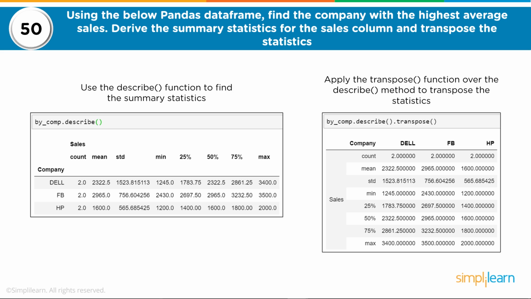And then we can go ahead and just apply a transpose function over the describe method to transpose the statistics. All we've done here is flip the index with the column names, but if you're following the numbers, a lot of times it's easier to follow across one line, or maybe you want to average out the count, or there's all kinds of different reasons to do that.